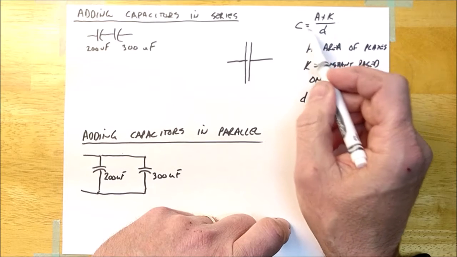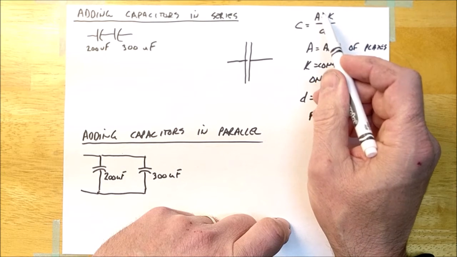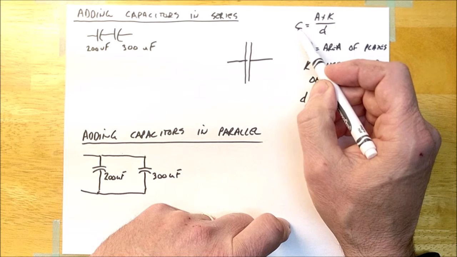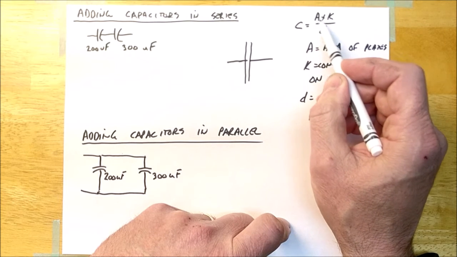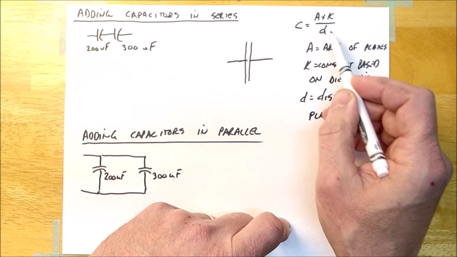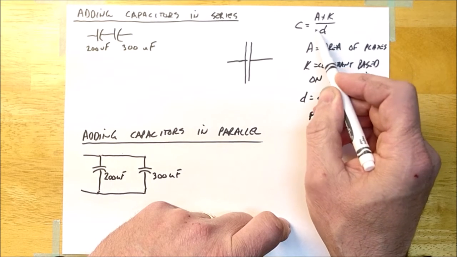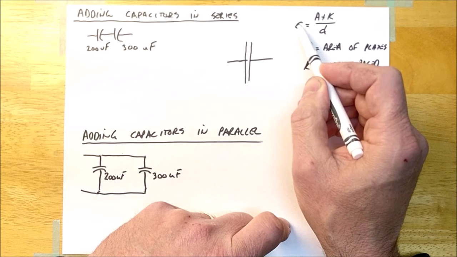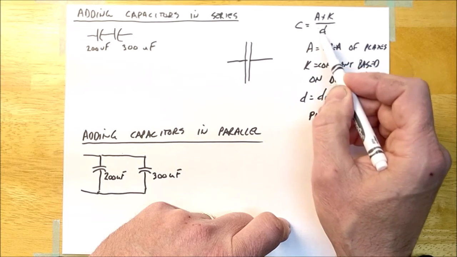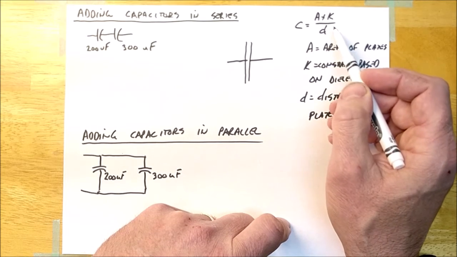Now, if you take a look at this formula really quickly without applying it, if I increase the area of the plates, I will be increasing the capacitance. The number on the top here is getting bigger. That means this number is going to get bigger. But on the other hand, if I increase the distance between the plates, the actual capacitance of the capacitor will be going down. Okay, so that's the relationship I want you to notice.